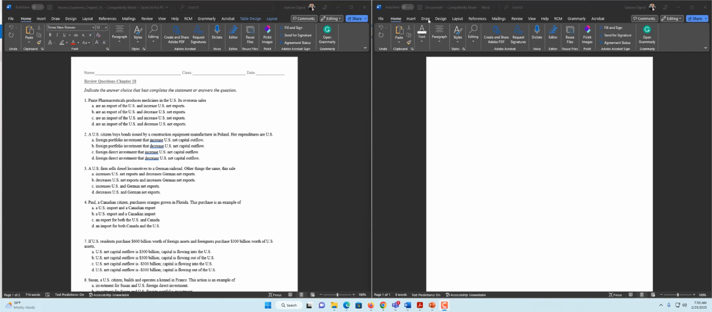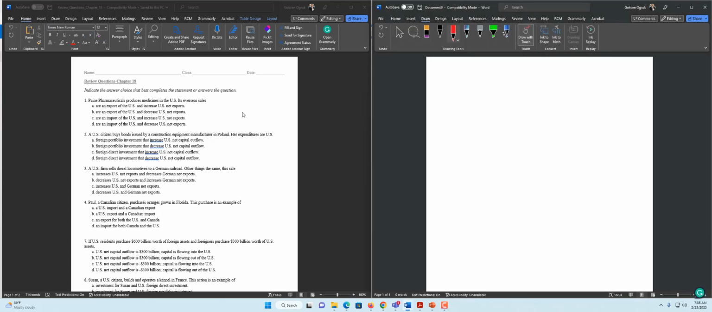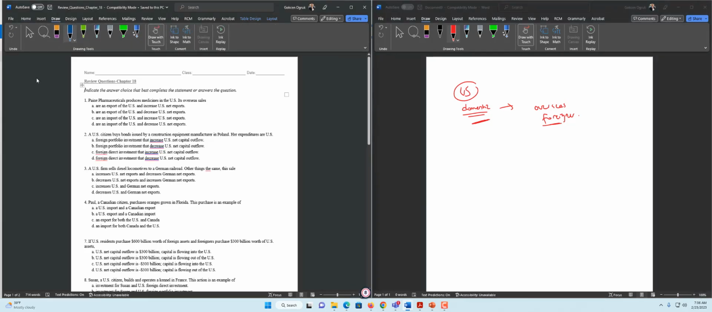Let's start with the first one. Payne Pharmaceutical produces medicines in the US. So Payne Pharmaceutical, as you see, this company is in the US. So this is a domestic company and it sells overseas. That means foreigners are buying. Therefore, it's produced domestically, foreigners are buying. It should be an export. So we have two answers here. One is export here, another one is export here.